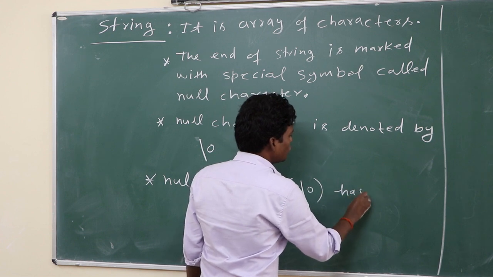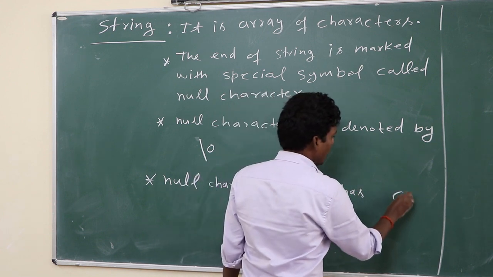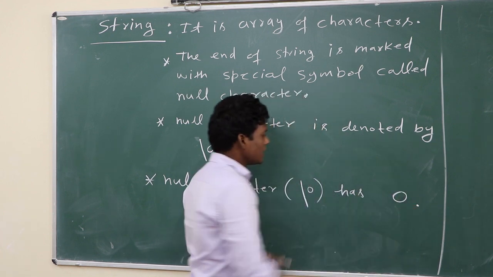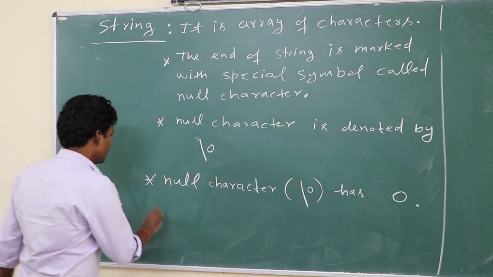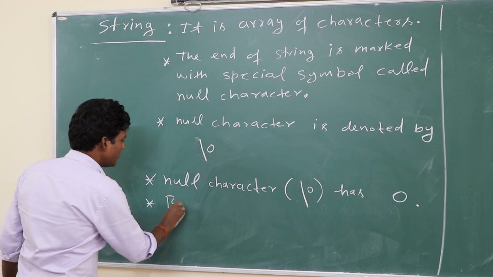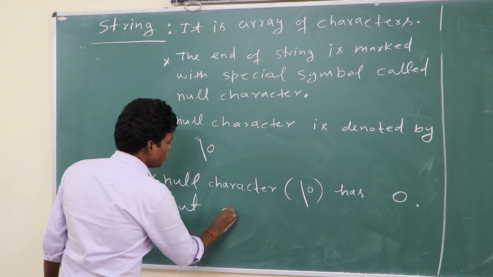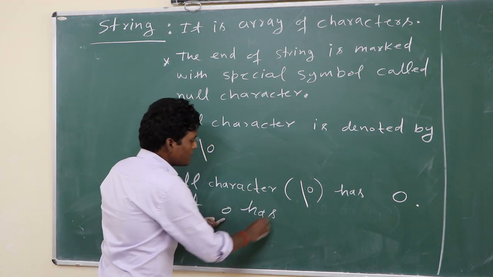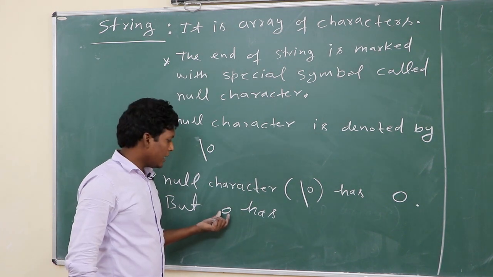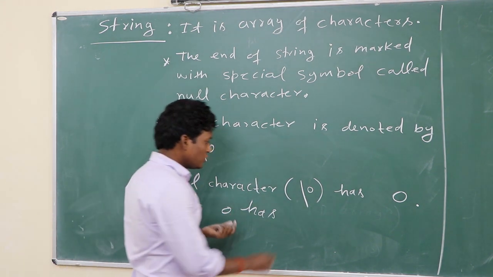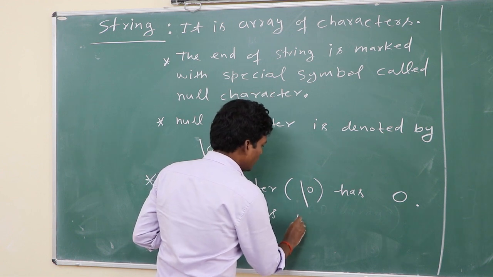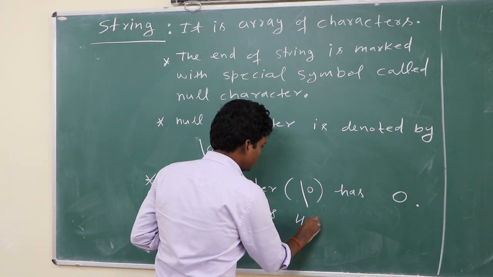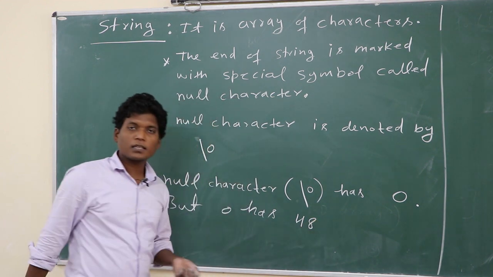Null character has ASCII value 0. Class, null character has ASCII value 0. But 0 is a decimal number, signed decimal number. Here 0 is a signed decimal number. But 0 has ASCII value 48. Okay class?